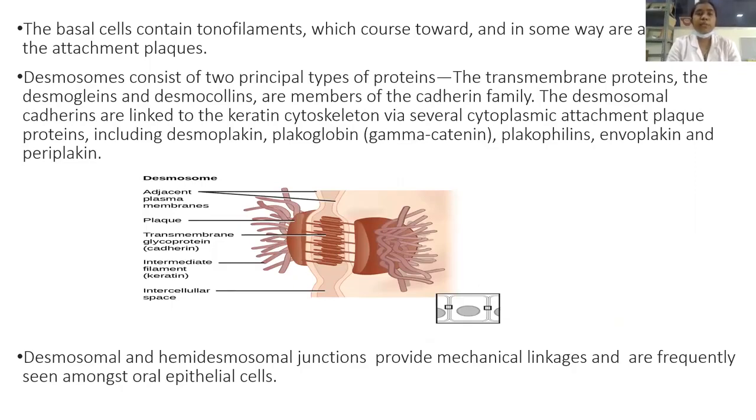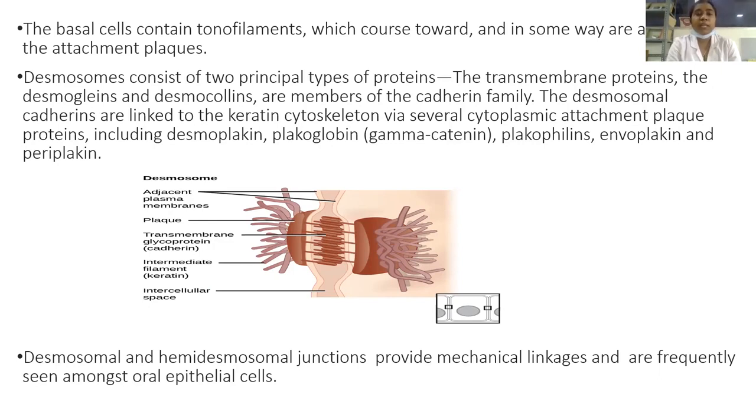Desmosome consists of two principal types of proteins. The transmembrane proteins, the desmogleins and desmocollins, are members of the cadherin family. The desmosomal cadherins are linked to the keratin cytoskeleton via several cytoplasmic attachment plaque proteins, including desmoplakin, plakoglobin, plakophilins, envoplakin, and periplakin. So in this diagram, we can see the adjacent plasma membrane and plaque, transmembrane cadherin, that is glycoprotein. So what we have mentioned in the above points can be seen in this picture.